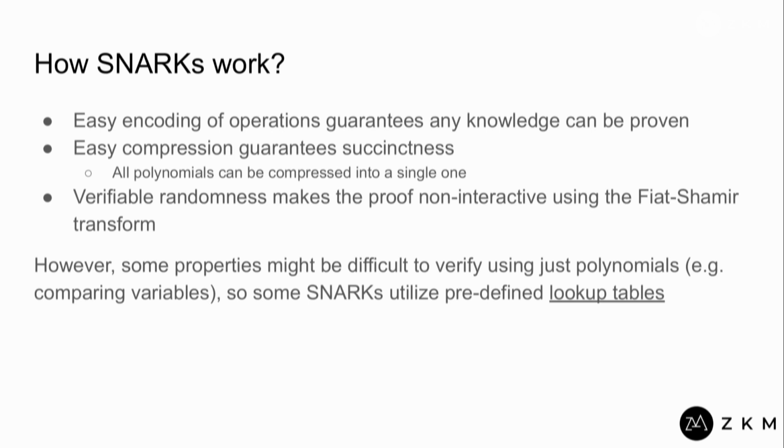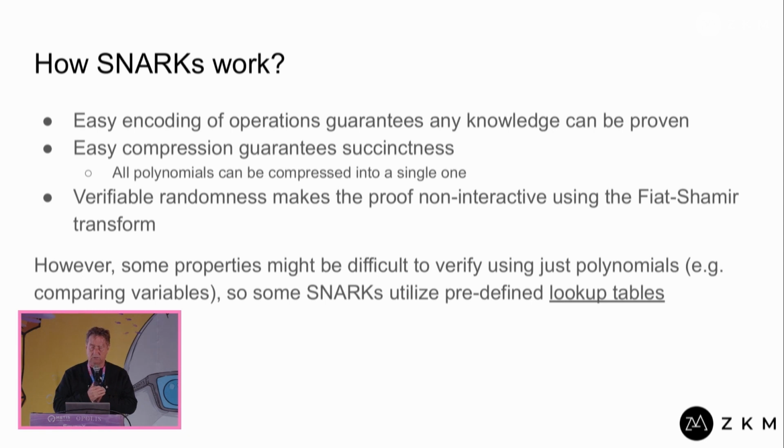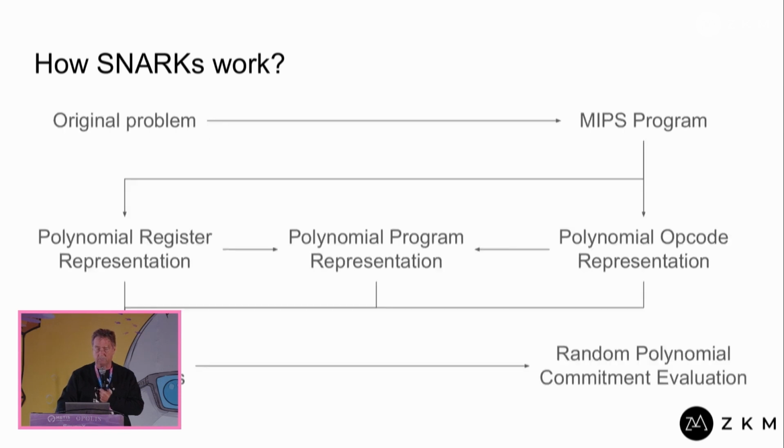So that means that using this encoding, which is also called arithmetization, it guarantees that any knowledge can be proven. We can do the succinctness and the verifiable randomness. We can make the proof non-interactive using the Fiat-Shamir transform. Nevertheless, some properties are difficult to verify just using polynomials, and this is why we use lookup tables.